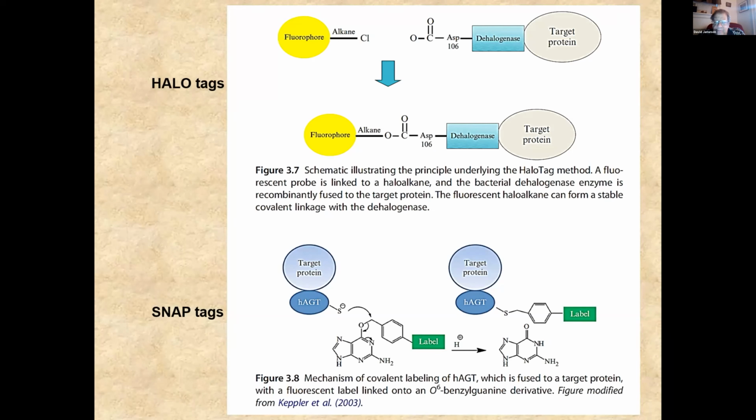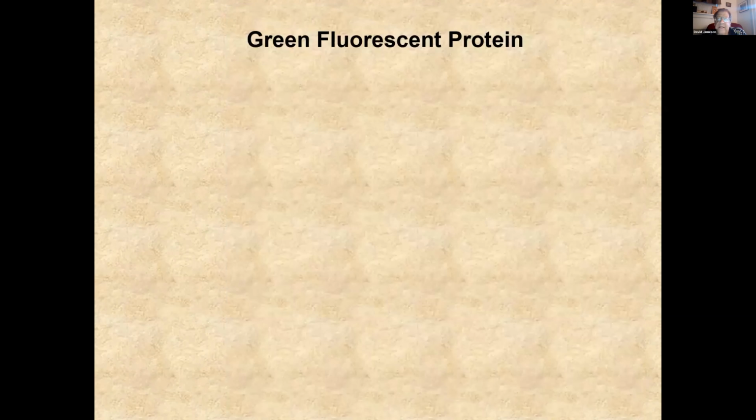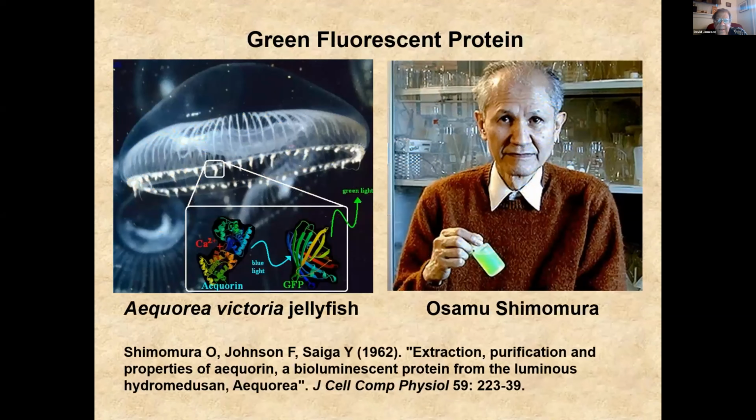There are also SNAP tags, which is another protein that allows you to attach a targeted label covalently. Okay, and I should say the Halo tag is about 33 kilodaltons, the SNAP tag about 19. Both are a little less than the normal fluorescent proteins, which were discovered by Shimomura. But I'm not going to talk about that this time because fortunately we have Richard Day giving a lecture tomorrow, and he's one of the world's experts on fluorescent proteins. So you'll get a much better discussion from him on that.